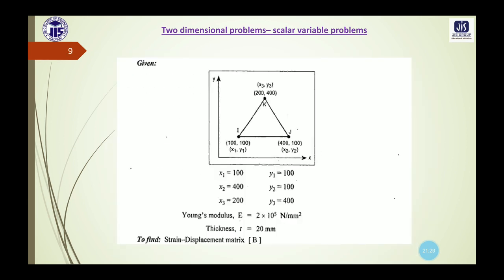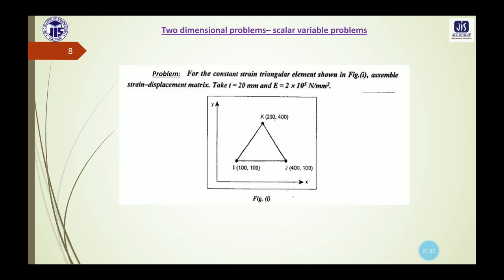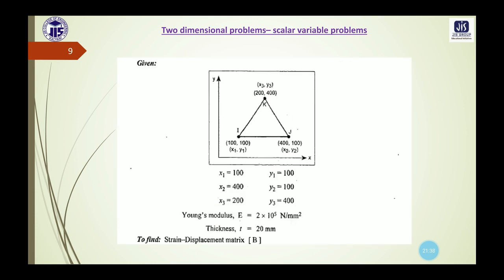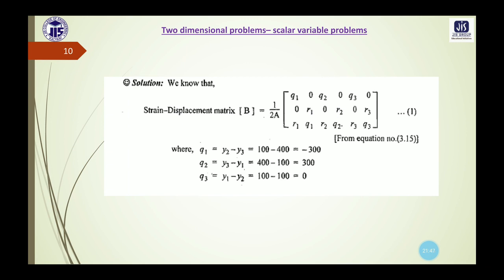So what we have done in this numerical is, we had to find the strain displacement matrix for this given triangular element, the CST element. To calculate the strain displacement matrix, this is the formula, equation number 1. This formula we need to remember. In this formula the variables are capital A, which is the area of the triangular element, then Q1, Q2, Q3, R1, R2, R3. These are the variables that we need to find first. After that we put in the values of these variables and finally find the value of the matrix.